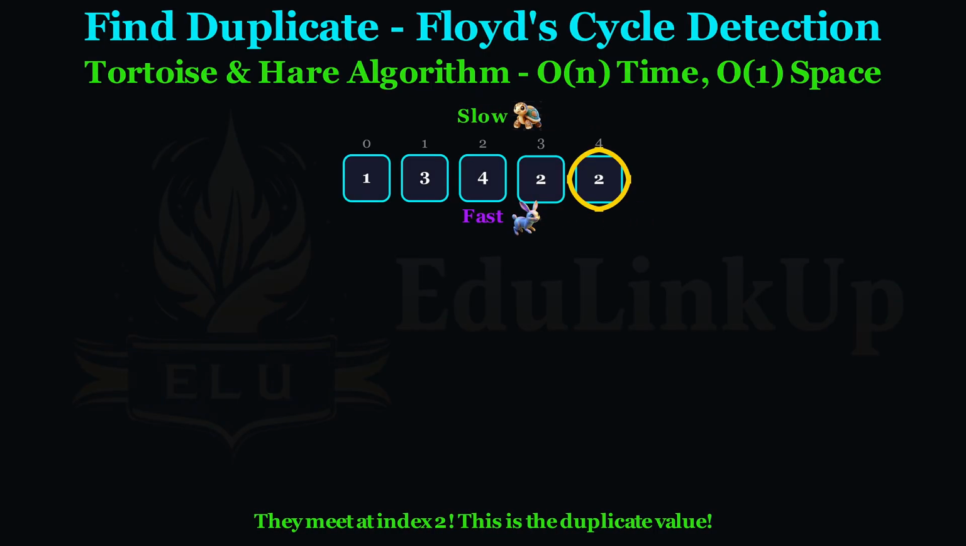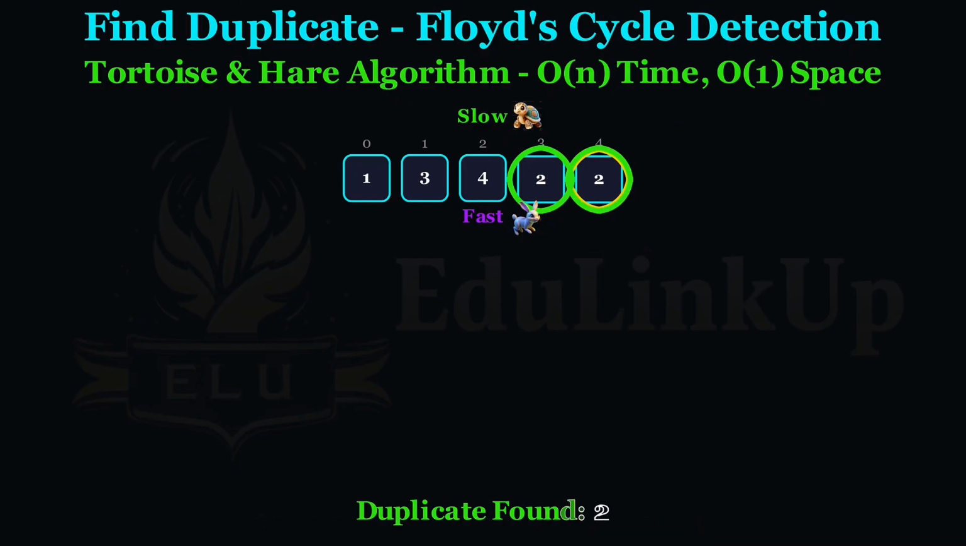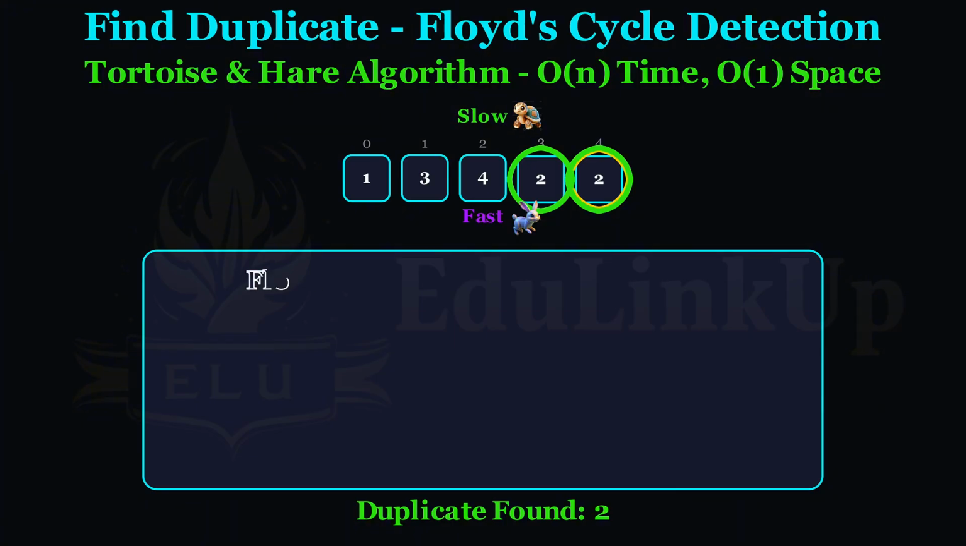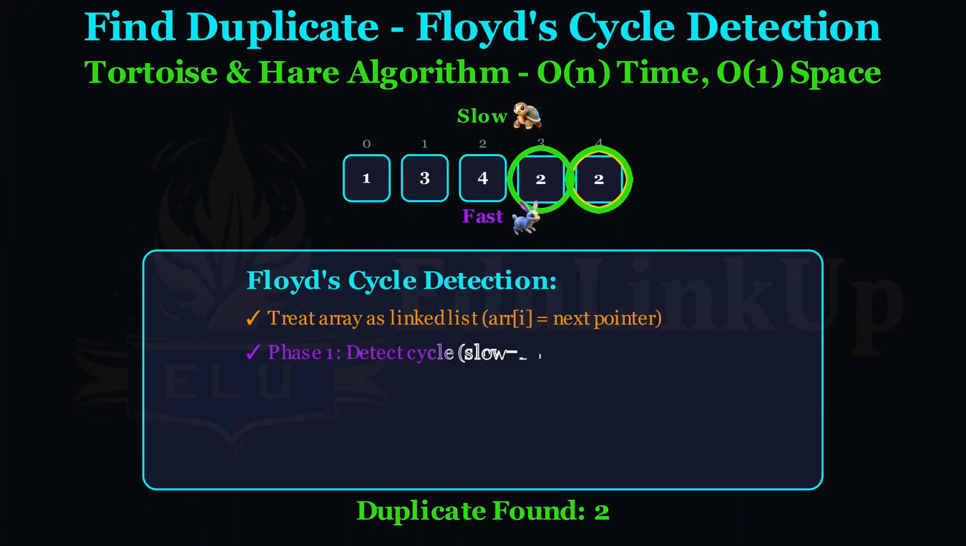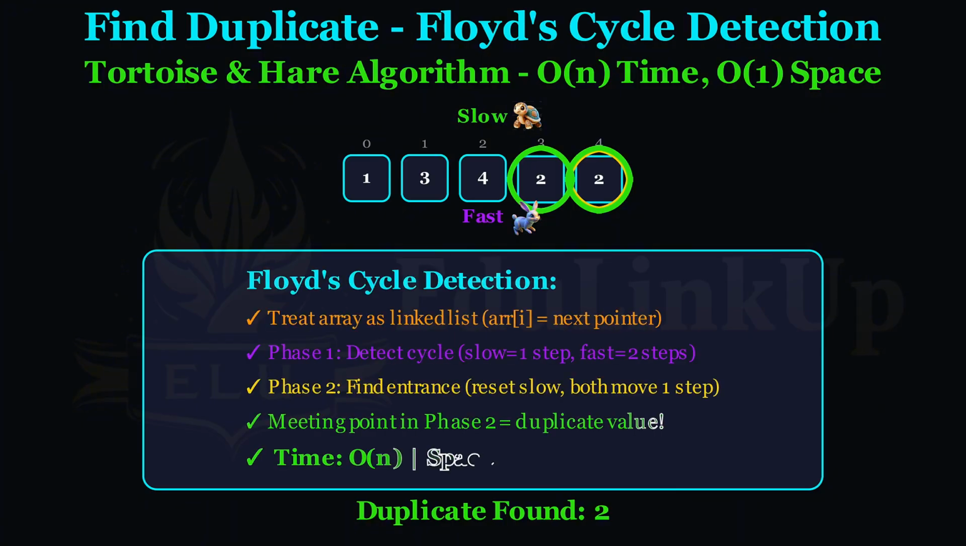Why does this work? The math behind Floyd's guarantees that the distance from the start to the cycle entrance equals the distance from the meeting point to the cycle entrance. So, when both pointers move one step at a time from their respective reset positions, they collide exactly at the entrance, which is the duplicate value.